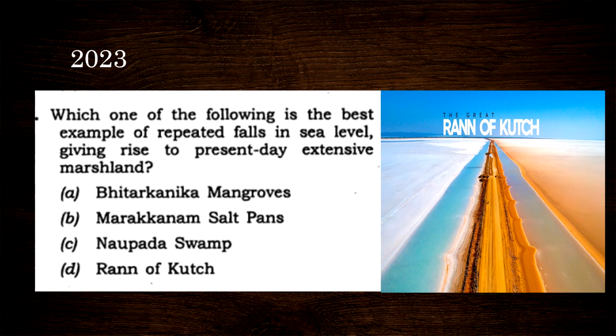This question came in 2023. Which one of the following is the best example of repeated falls in sea level giving rise to the present day extensive marshland? The answer was Rann of Kutch, and this was in the news in 2023. And this was a direct question from Vision magazine.